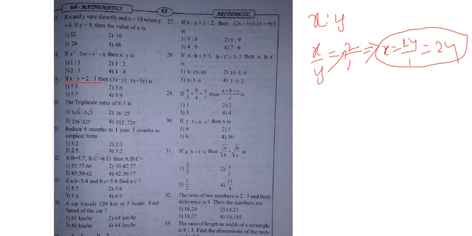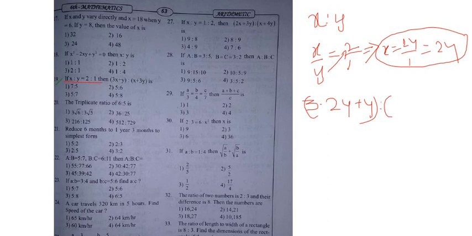Now go for the question: 3 into x. Instead of x, I have to write 2y, plus y, bracket open, is to x plus 3y.